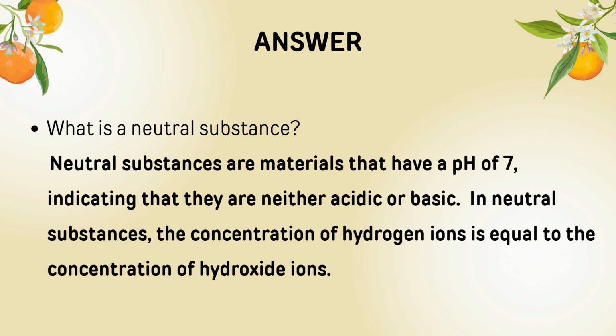Neutral substances are materials that have a pH of 7, indicating that they are neither acidic nor basic. In neutral substances, the concentration of hydrogen ions is equal to the concentration of hydroxide ions.